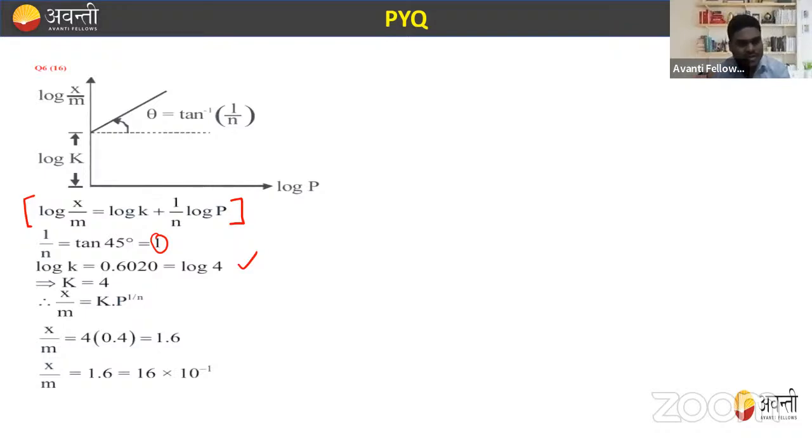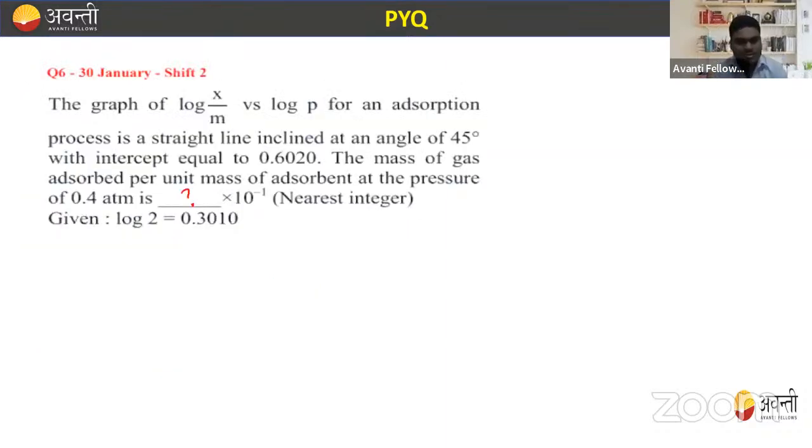Now x by m is equal to k p raised to the power 1 by n. We know that k is what? We already calculated, that is 4. What is p? 0.4. And 1 by n comes out to be 1. We already calculated. So just putting in the values, what we get is 1.6, that is 16 into 10 raised to the power minus 1. So the correct answer is 16 into 10 raised to the power minus 1 for this question.